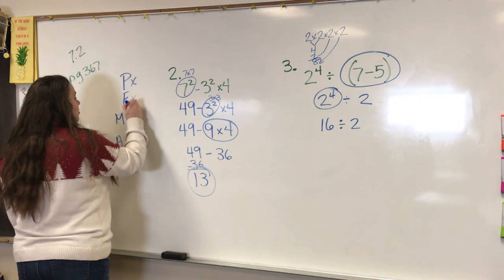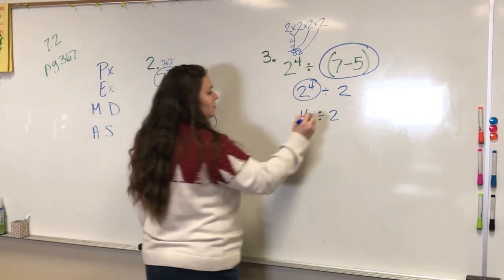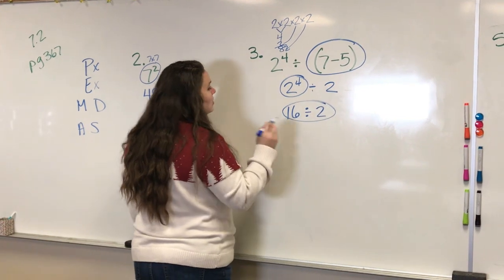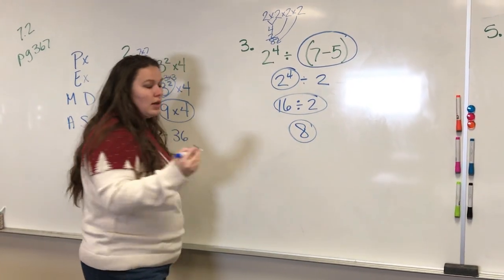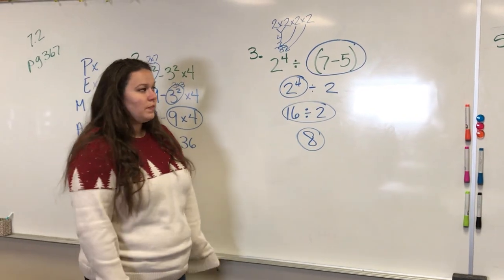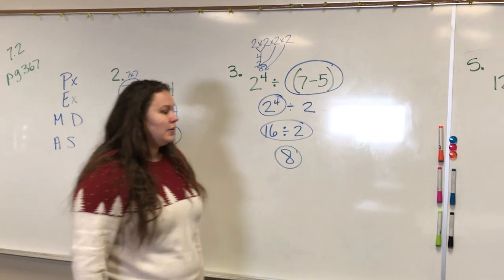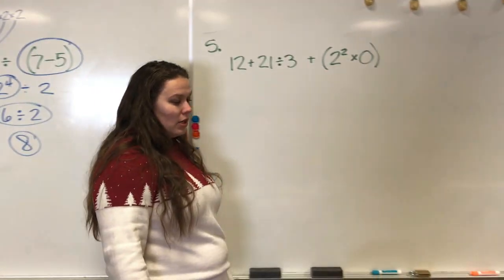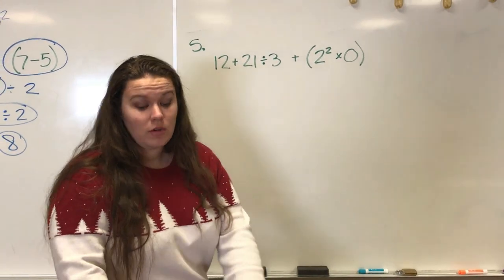I'm done with my exponents. Multiplication or division. Hey, look, I have that. 16 divided by 2, my answer is 8. And 8 should be your final answer. Hopefully you got that one. Okay, moving on to the last problem that we're going to do in our book before I send you on a crazy adventure of a lot of work.